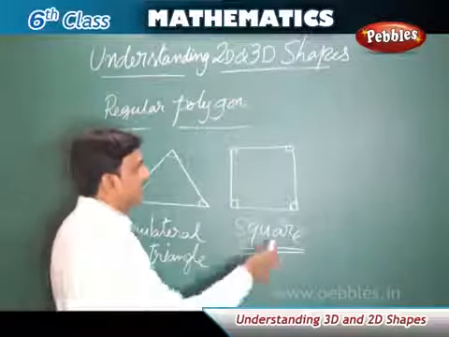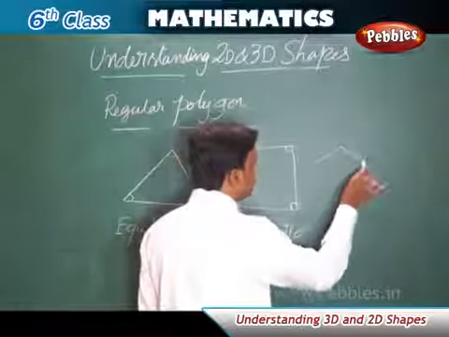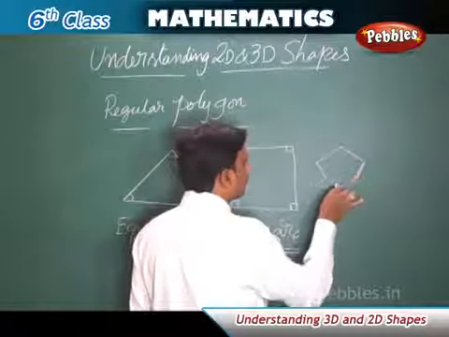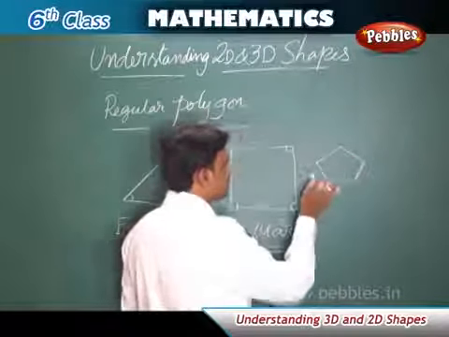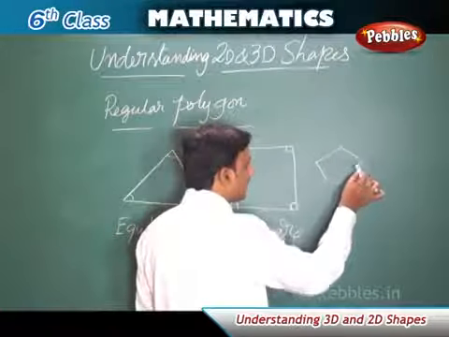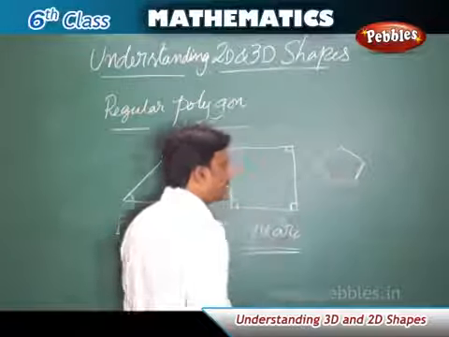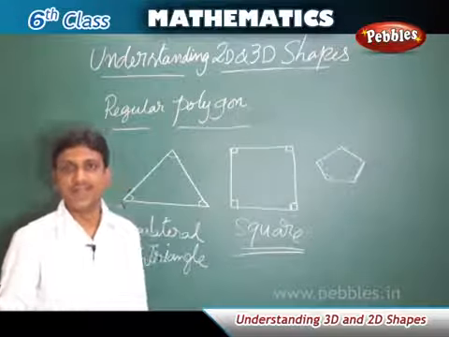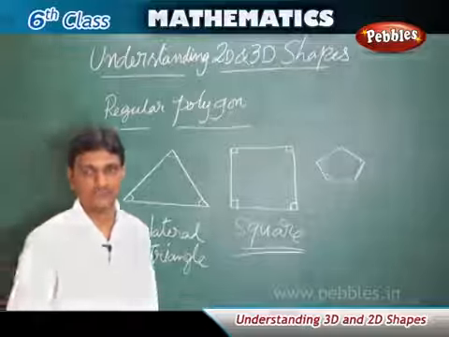For example, if a pentagon has all the sides of the same value, the same length, and at the same time the angles are also the same, now we call this pentagon a regular pentagon. In the same way, regular hexagon, heptagon, and so on.